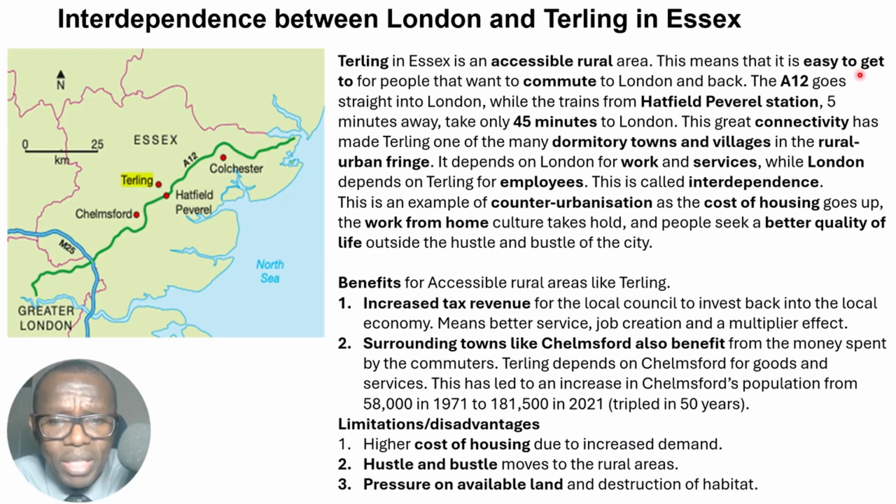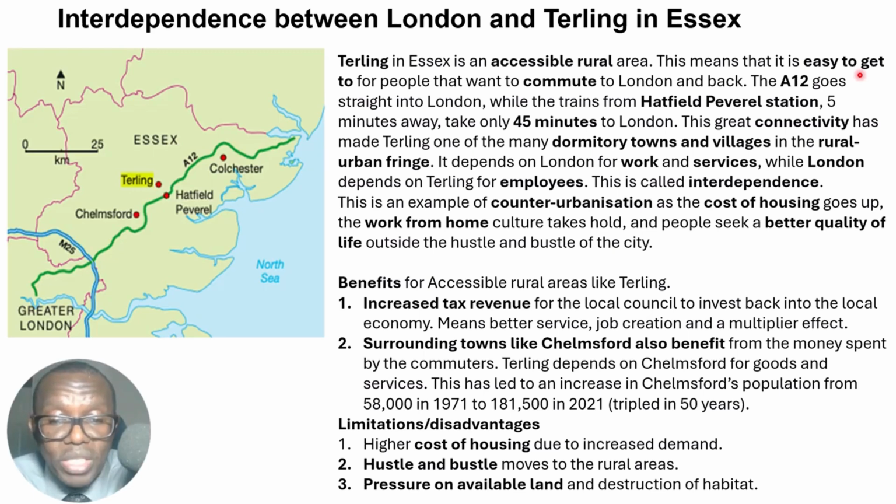Then another benefit is that surrounding towns such as Chelmsford, which is nearby, also benefit from the money that is being spent by the commuters. Now, Terling depends on Chelmsford for goods and services, and this has led to an increase in Chelmsford's population from 58,000 in 1971 to 181,500 in 2021. So the population in Chelmsford has tripled in the last 50 years.